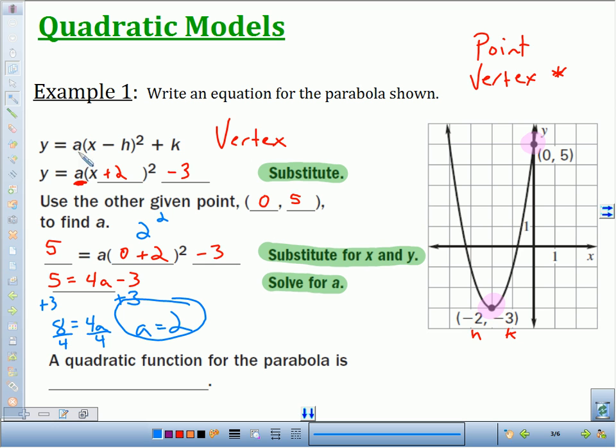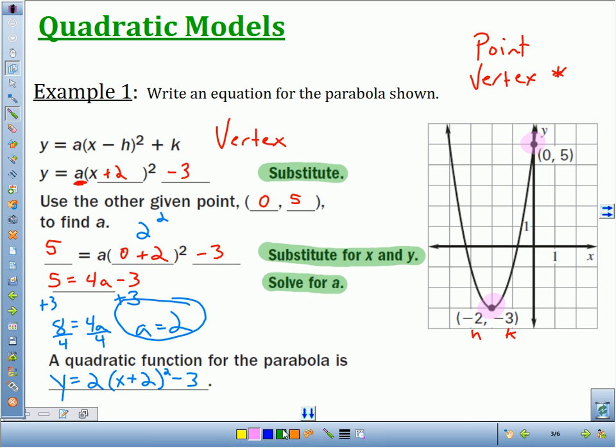Since a equals 2, our actual function is y equals 2 times (x plus 2) squared minus 3. So again, we have our different points. We have the vertex point, (-2, -3), and we have a. We had to plug all those in. So we found a by substituting in all the numbers we had and solving the equation.